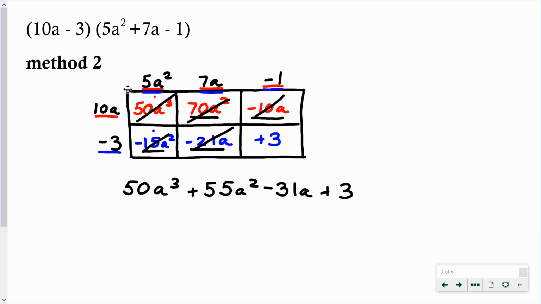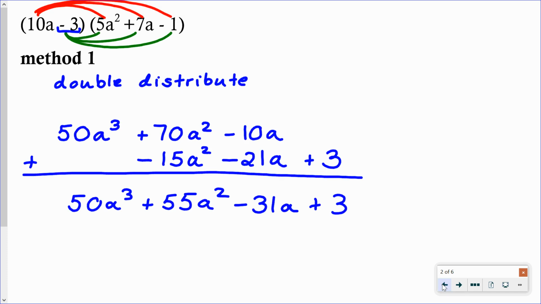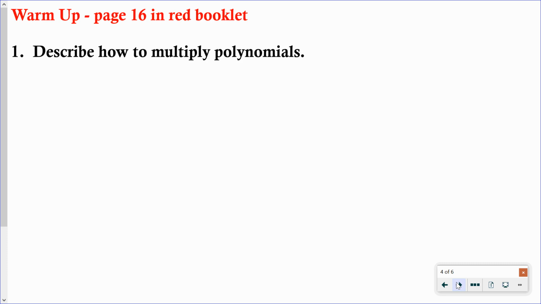So if the box method is something that you are familiar with from learning how to multiply back in elementary and middle school, it works just the same for polynomials. So you can either decide box method, I guess I should write that for method 2. So box method or the double distribute, whichever one you like better.